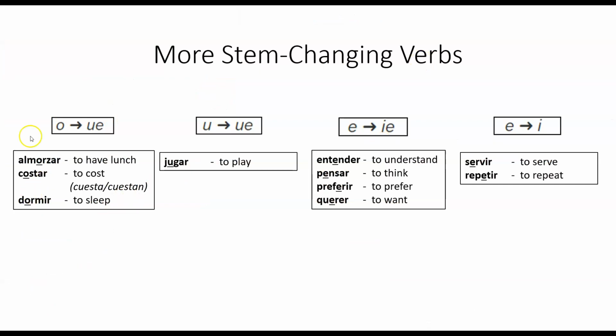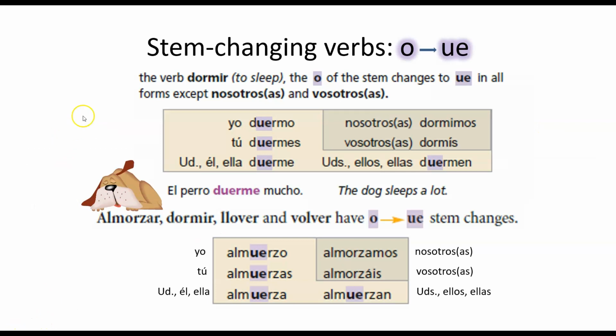There are more stem-changing verbs. We're going to go through O to UE stem-changing verbs, the one U to UE, E to IE, and E to I. So these are the verbs we're about to go over, and you're going to be writing all of their conjugations down. All right, so you can pause the video and start writing down the conjugations, and then you can replay it, and we'll go through it together.